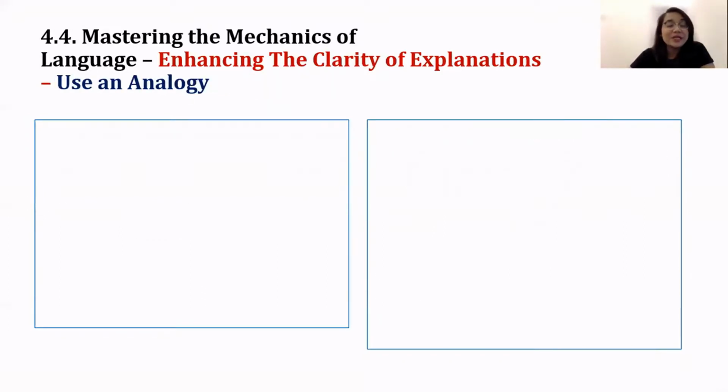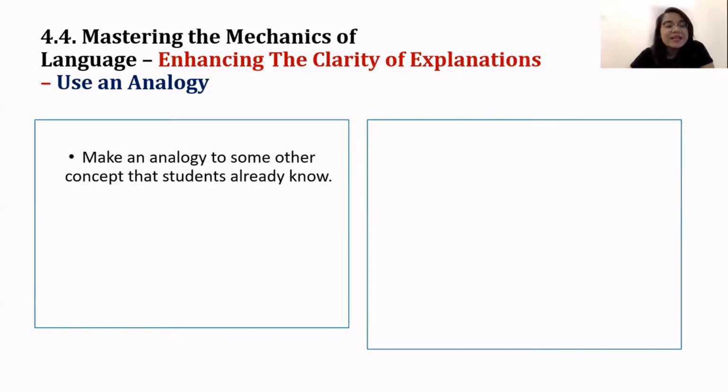Okay, next one. We can use an analogy too to enhance the clarity of our explanations in the class. Make an analogy to some other concept that students already know. So when we provide a new concept or new knowledge that is a brand new thing for them, they need guidance. They need help to connect it with the knowledge they already have in their mind. So we can use analogy to help them build the bridge between the new knowledge they just received and the knowledge they have stored in their mind. So it will help them understand our explanations way easier.